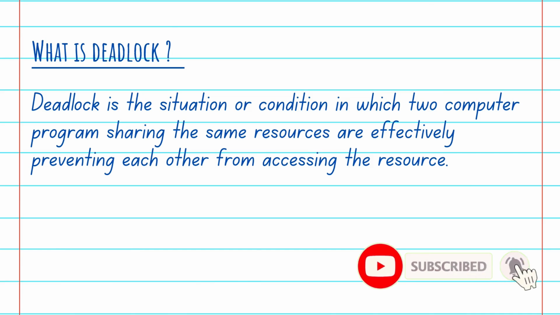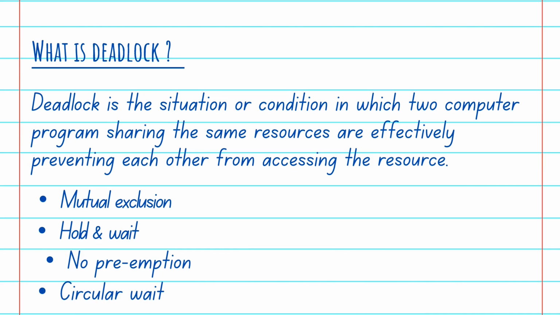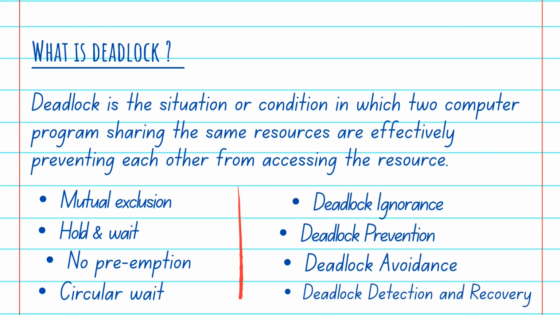We know deadlock is the situation or condition in which two computer programs sharing the same resources are effectively preventing each other from accessing the resource. And we also know from the previous video the four conditions for deadlock, that is mutual exclusion, hold and wait, no preemption, and circular wait. Right. We also learned deadlock could be handled in four ways: deadlock ignorance, deadlock prevention, deadlock avoidance, and the fourth one is deadlock detection and recovery. Right. And always keep in mind that Banker's algorithm comes under the method of deadlock avoidance. Okay. That we will learn today.